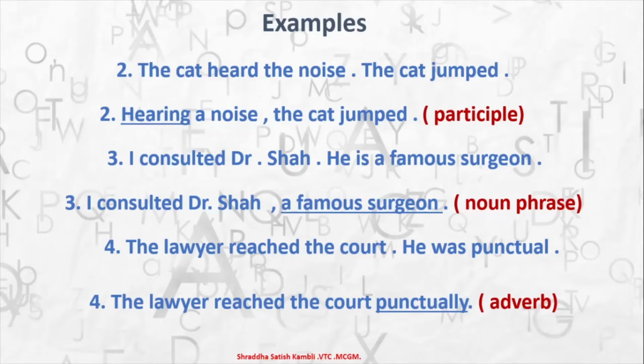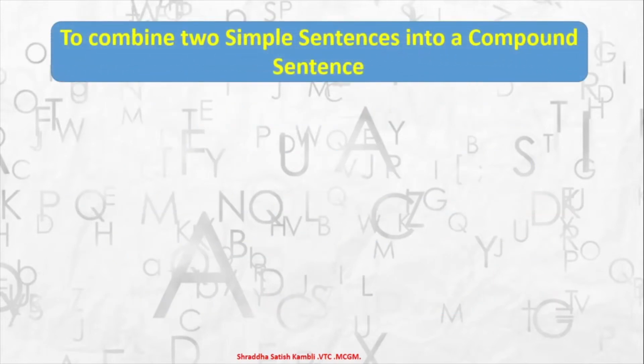So what have I done here in this process? I have combined two simple sentences to make another simple sentence. I have made use of the participle, the infinitive, the noun phrase, the adverb, and sometimes I can make use of the adverb phrase and noun also. Coming to the next part.